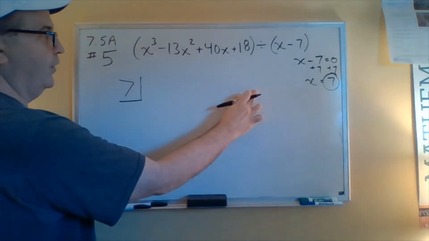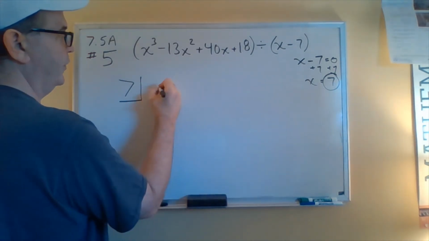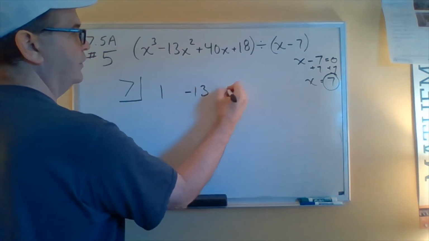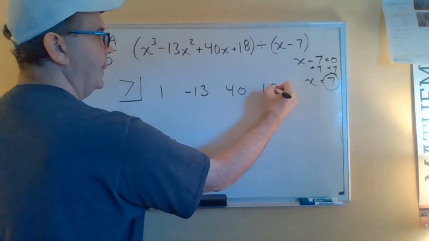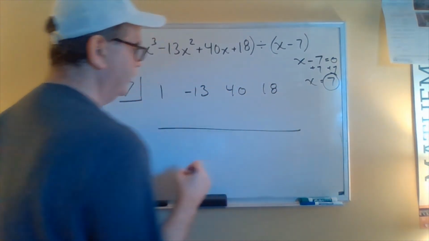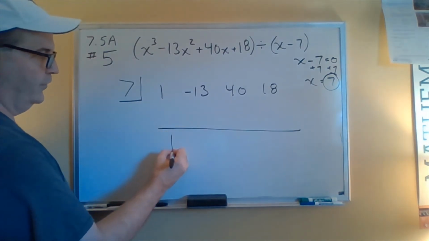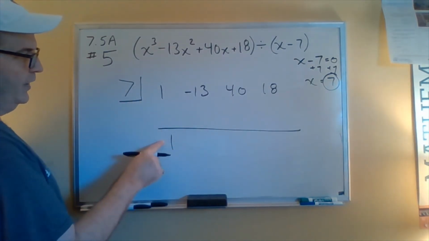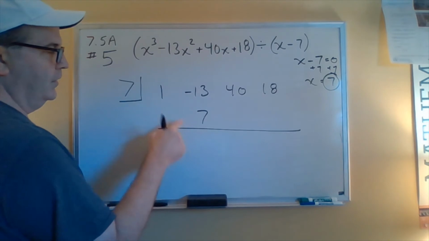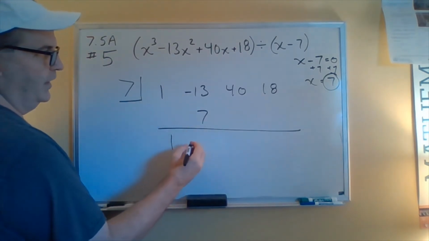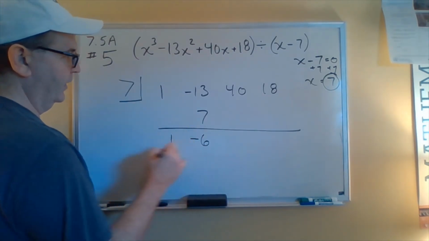Now I'm going to list my coefficients of my polynomial out here. So I'll get 1, negative 13, 40, and 18. Put down my division line, carry down my first term. I'm going to multiply 7 times 1, I get 7. Adding this column, negative 13 and 7, I get negative 6.